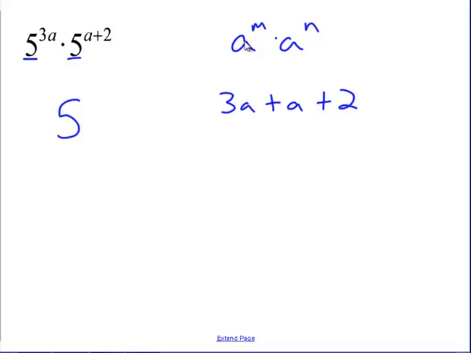Your algebra background knowledge should tell you we can't combine all these things, but we can combine like terms. So I have 3a plus a, which would be 4a, and then I would still have the plus 2. So my final answer should be the base stays the same, 5, to the power of what my exponents were when I added them, 4a plus 2. There are problems like this on your assignment as well, so definitely make sure that you have that example down.